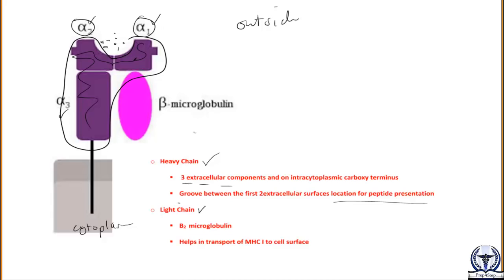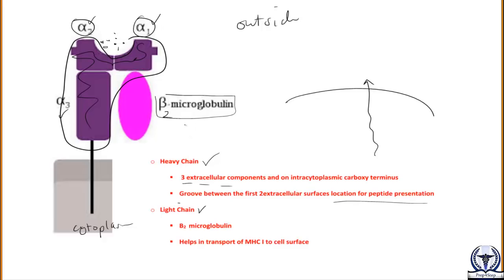Okay, the second portion of it will be the light chain. The light chain is also called the beta 2 microglobulin, and it helps with the transport of this MHC. We said it's made inside the cell and it has to get to the cell surface. This beta 2 microglobulin portion will actually help this MHC reach the surface of the nucleated cell that we're talking about. Okay, so that's basically it.